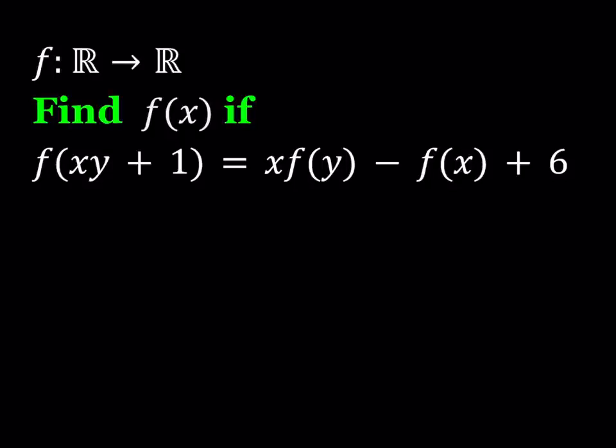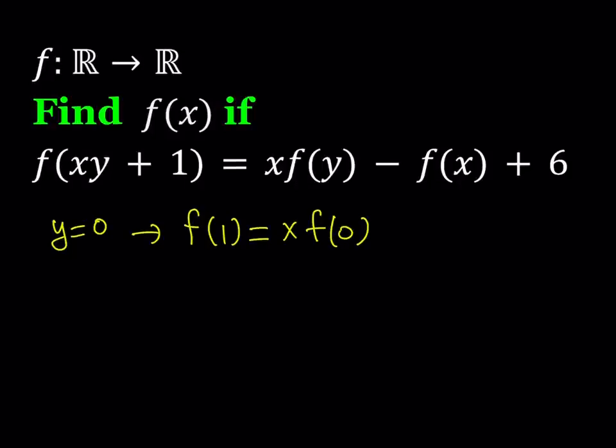Usually with functional equations, you test some specific values such as f of 1, f of 0. It's almost always helpful to find those values. So we're going to start by replacing y with 0, because that's going to give us useful information. It's also good that y equals 0 is going to allow us to get rid of x and y at the same time, which is kind of nice. So if you substitute y equals 0, you get f of 1 equals x times f of 0. Obviously in this case we don't know what x is, but that's okay, minus f of x plus 6.